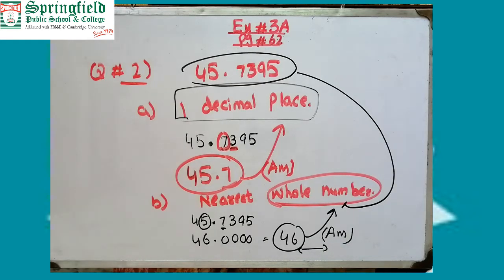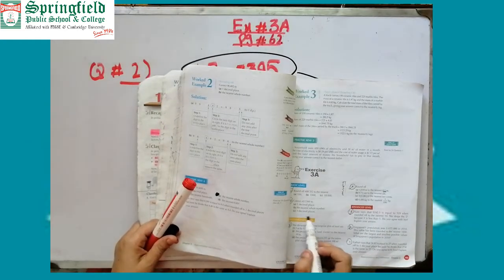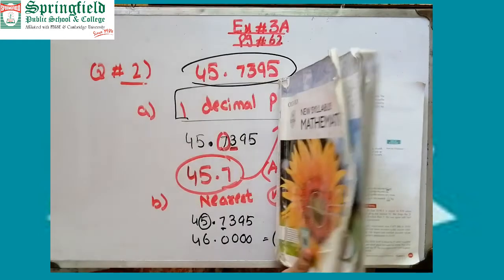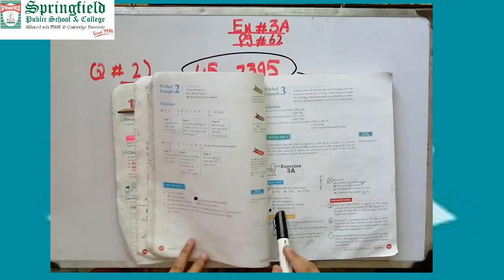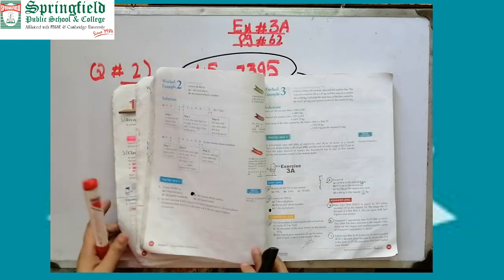Understood beta? And in C part they are saying that 3 decimal place, round off to the nearest 3 decimal place. It means just 3 digits will have after the decimal point. Fine. So now it's your task. Do this part in your notebook, and rest these 2 parts will do your notebook. Okay, and the C part is round off to the 3 decimal place. Now it's your task. Complete this question in your notebook.